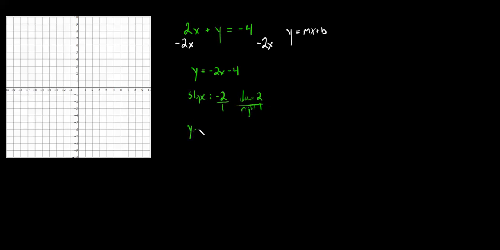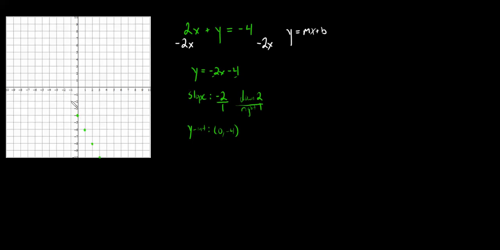And our y-intercept in this case is 0, -4. Okay, so our slope is -2, and our y-intercept is 0, -4. So I can go ahead and plot that y-intercept as 0, -4, and now I can use my slope. I'm going down 2, right 1, and I keep doing that until I run out of room, and then I can also go backwards.